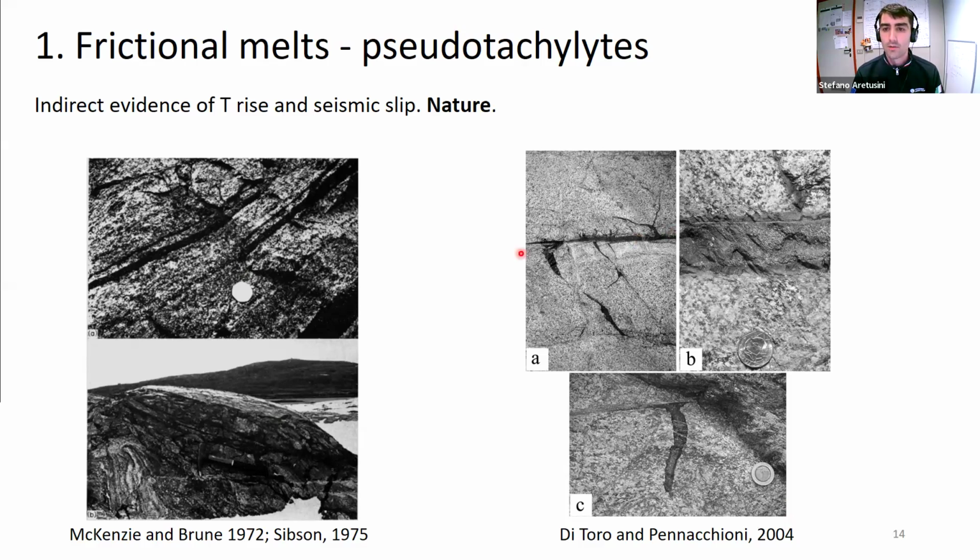This is one of the secondary faults in a more complex fault zone in the Adamello Massif from the Alps. And we can see this black material, which looks like a basalt on the field. It's actually a molten rock due to frictional processes. And we can see these injection features that branch from the main fault or principal slip zone.